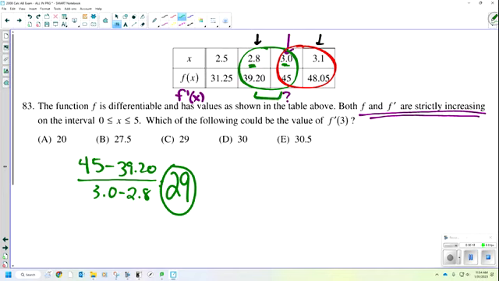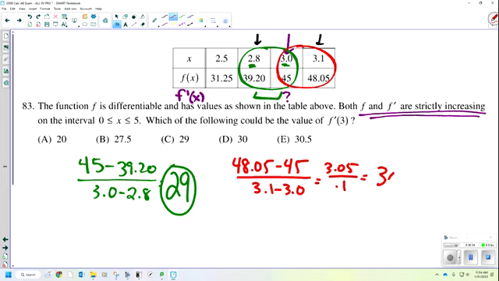Now let's do the red one. It's going to be 48.05 minus 45 all over 3.1 minus 3.0. That's 3.05 divided by 0.1. That's 30.5.